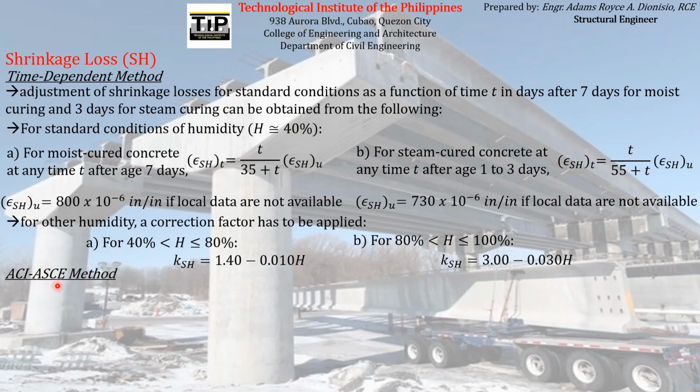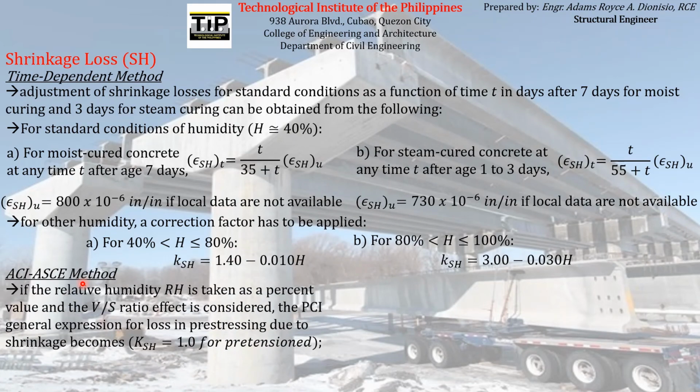So there is another method specified by ACI ASCE which computes the shrinkage loss using this equation that we will specify here. If the relative humidity RH is taken as a percent value, and the V over S ratio effect is considered, the volume over surface ratio effect, the PCI general expression for loss in prestressing due to shrinkage becomes equal to this formula, with KSH equal to 1 for pretension members.